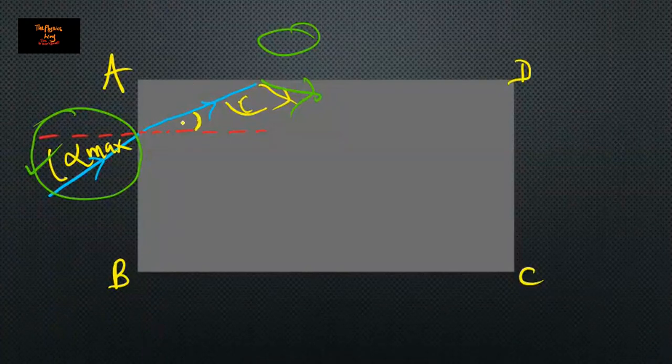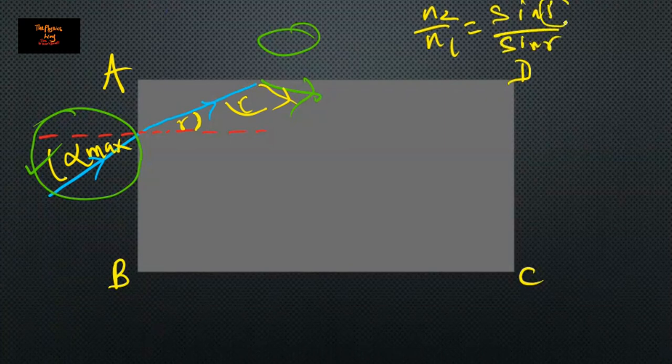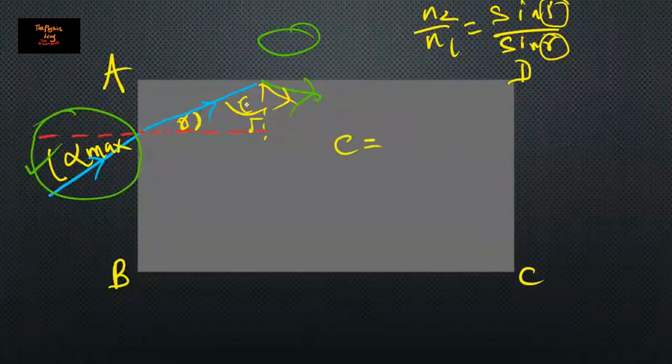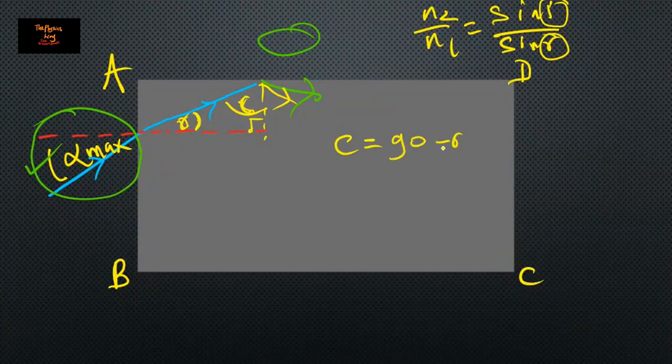the refracted angle R will be maximum, because we know from the equation N2 over N1 equals sin I over sin R that if I increases, R increases. Then if alpha is maximum, the R value is also maximum. If we complete this triangle, this angle is 90, so C, this angle, is 90 minus R. So if R is maximum, then you can see C is the minimum value. C is this angle here.